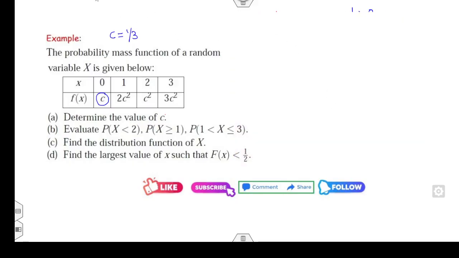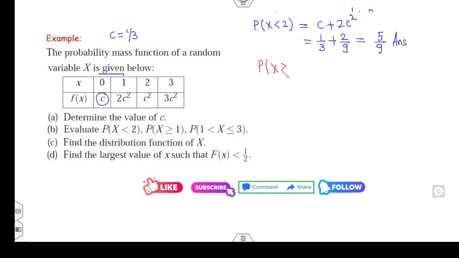Now look at the second part. X less than 2 means the first and second only. X less than 2 is C plus 2C square. C is 1 over 3, 2C square is 2 over 9. So 9 is the LCM, and 5 over 9 is the right answer.